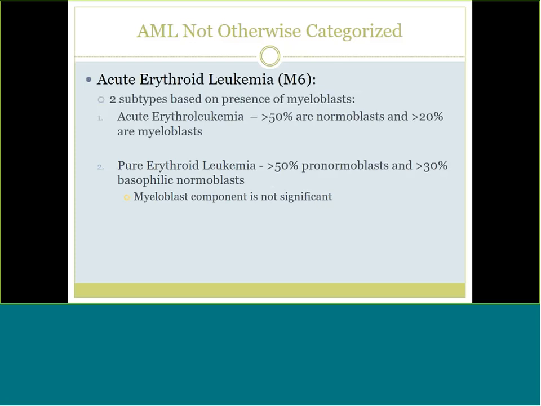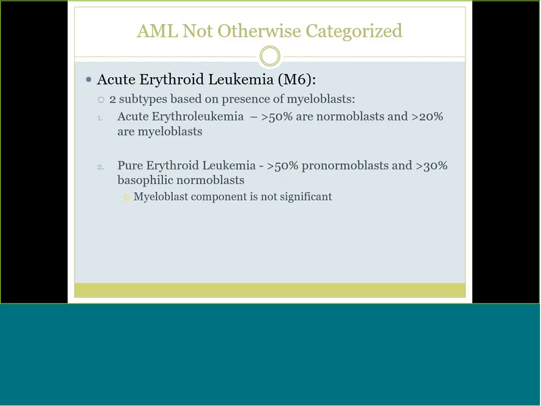M6 is acute erythroid leukemia. So this is the one that's involving the red blood cell line. There are actually two subtypes. You have acute erythroid leukemia, which is made of mostly pronormoblasts and then some myeloblasts still, and then you have the pure erythroid leukemia, which is all about the pronormoblasts and basophilic normoblasts. There are no real myeloblasts in the pure one, so it's purely the red cell line impacted. So remember with acute erythroid leukemia, that is the one that PAS can stain positive for.